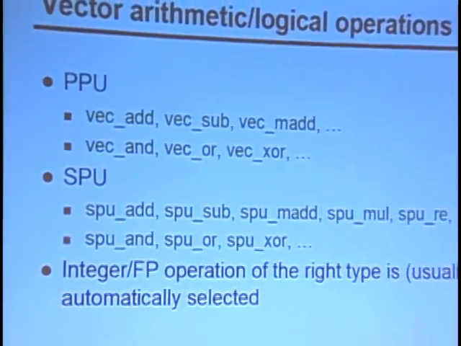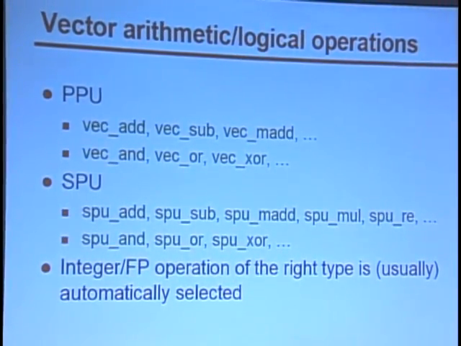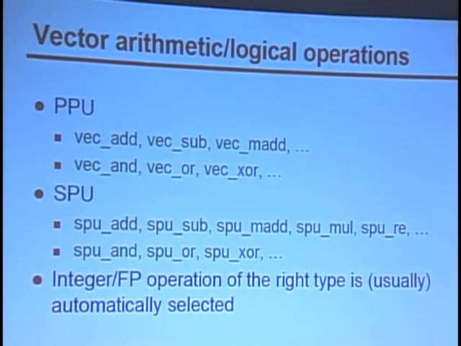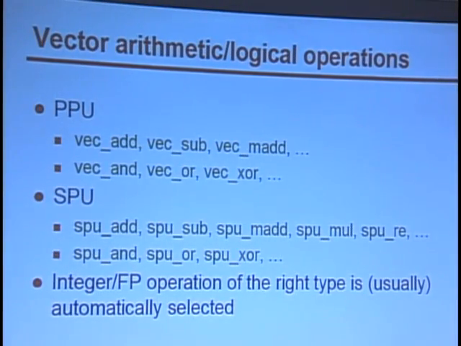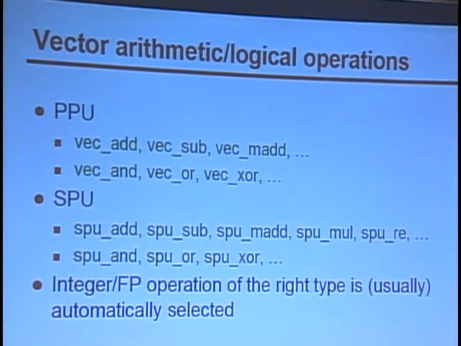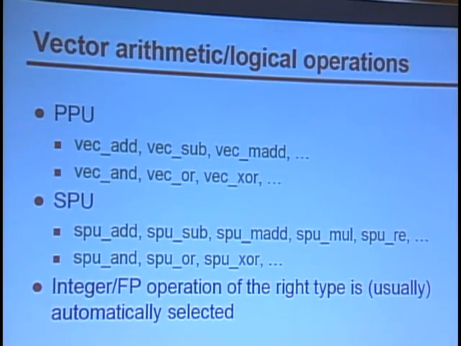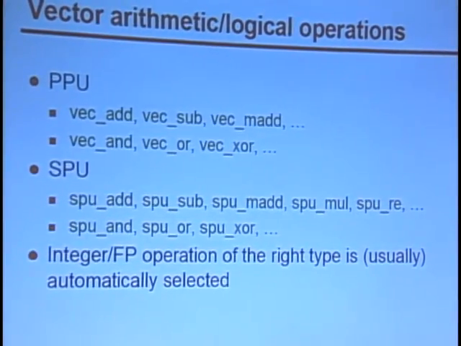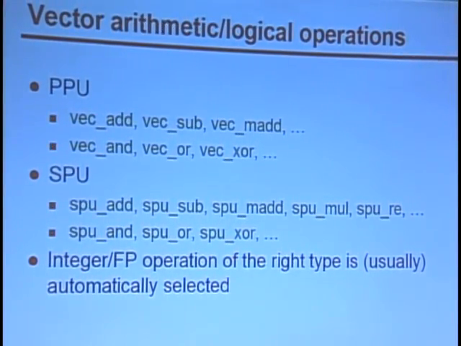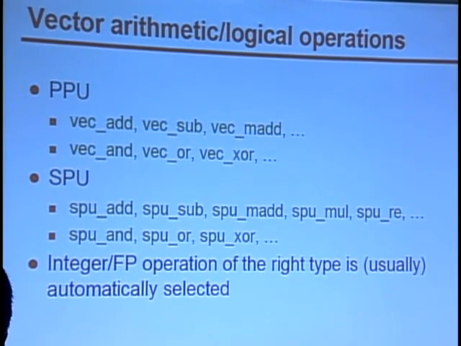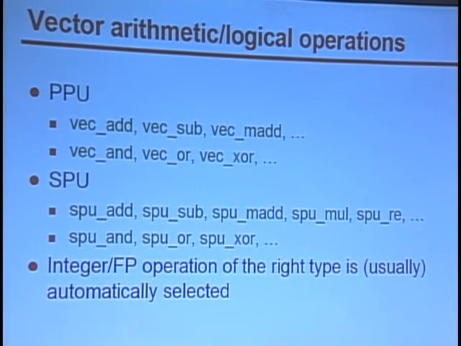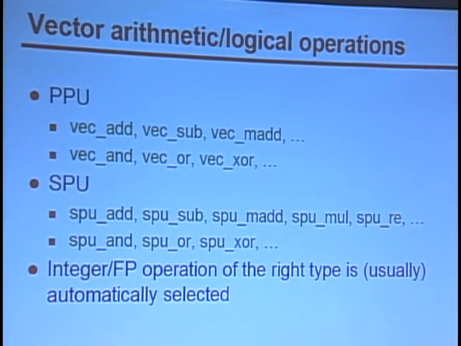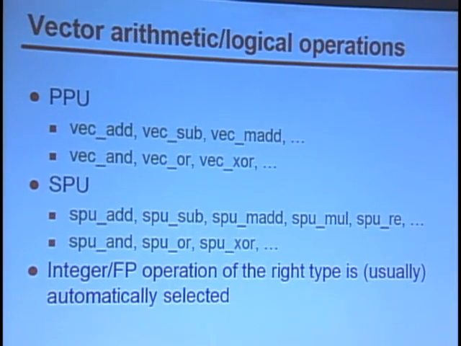OK, so the arithmetic and logical operations, like I said, most of these are the same between the PPU and the SPU. There's some that are named slightly differently, and some that are not available on the PPU. So these are all the things you would expect. Add, subtract. Mad is multiply and then add with three arguments. Multiply, RE is for reciprocal. You can also do bitwise and, or, XOR, and I believe there are other logical operations there too.